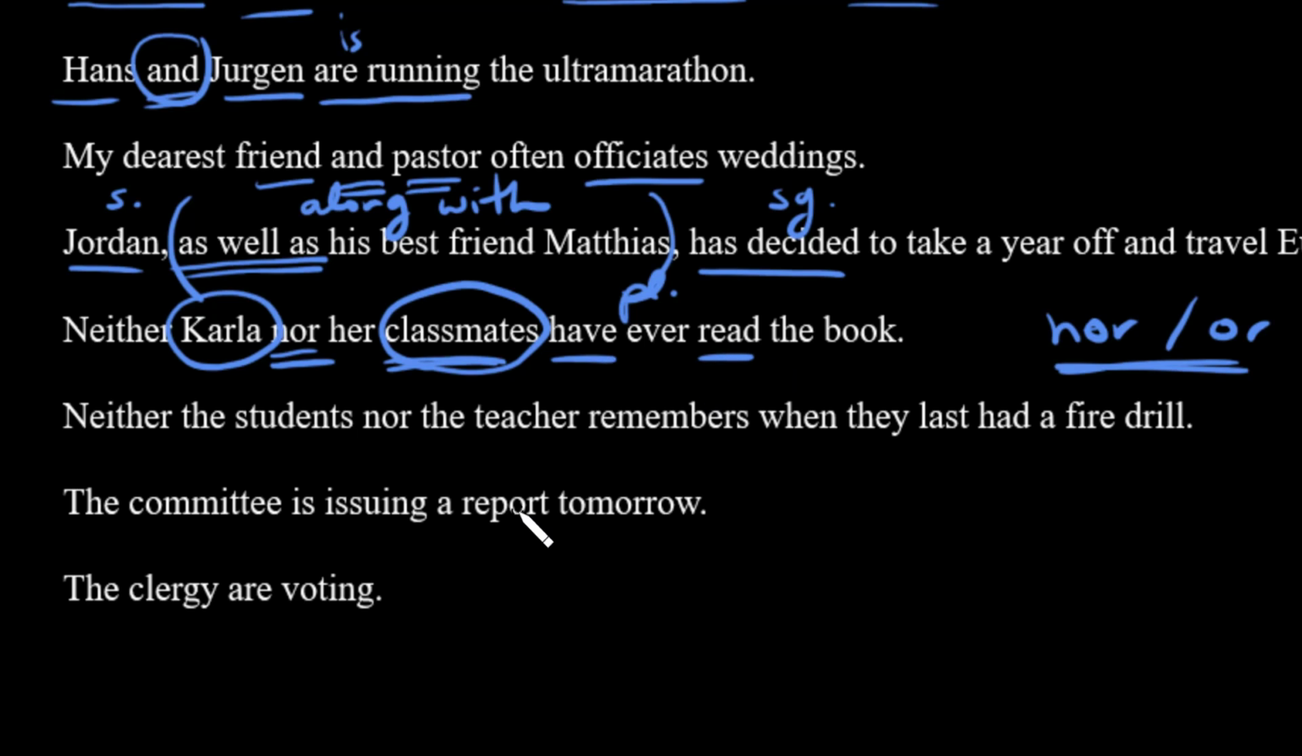And you can see something quite similar in the next one. So here we flipped it around. We have the students. First we get our plural noun. Then we get nor. Then we get our singular noun after that, the teacher. And because the singular noun is last, we have remembers instead of remember. And this one is also singular then.